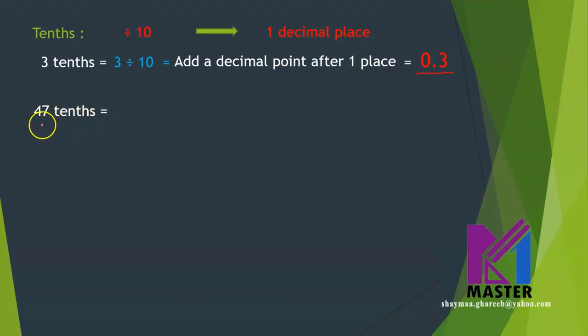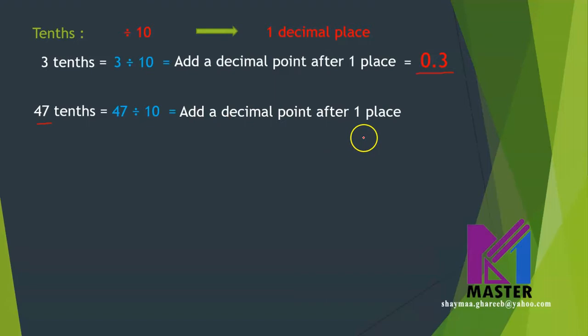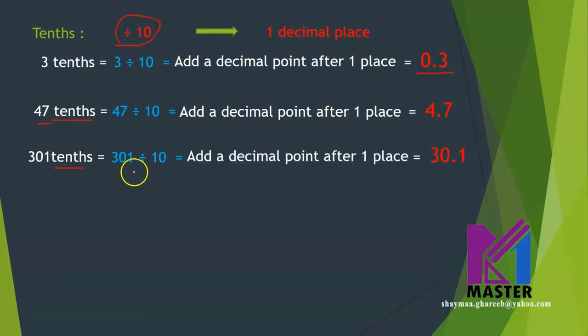47/10 means 47 divided by 10. So I will add a decimal point after 1 place, so it will be 4.7. 301/10, I will do exactly the same. So the word tenth, every time, means I will divide my number by 10. I will add a decimal point after 1 place, then it will be 30.1.